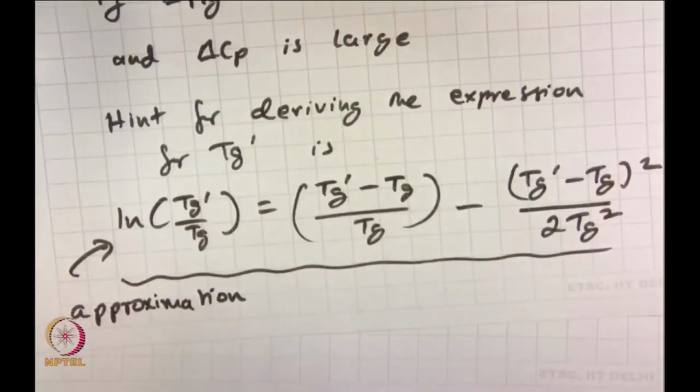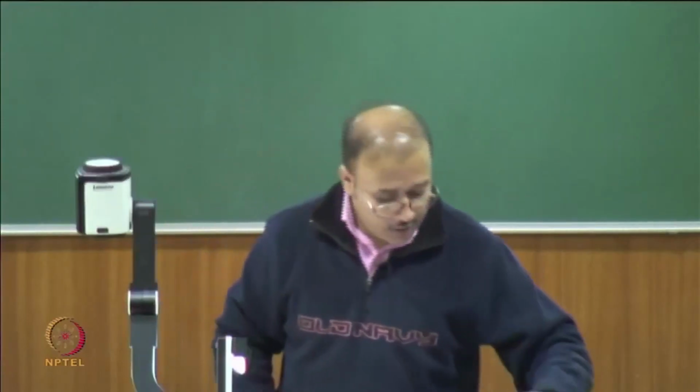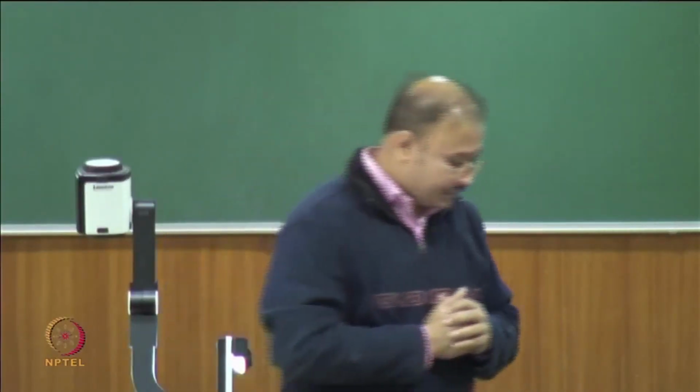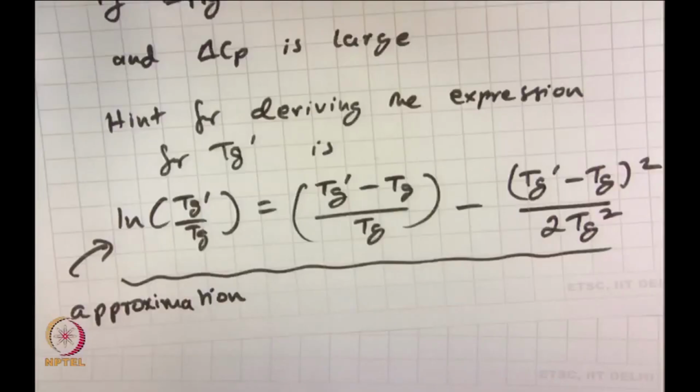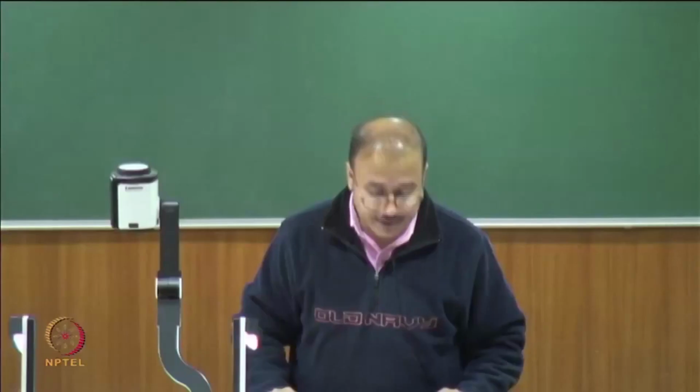This is the approximation you are going to use to find out essentially what your Tg prime is. Okay. So, these were just some more thermodynamic manipulations with the corresponding Th, Ts and Tg.